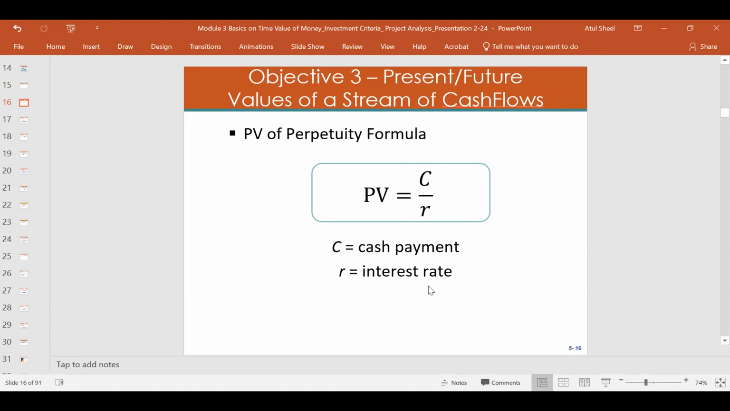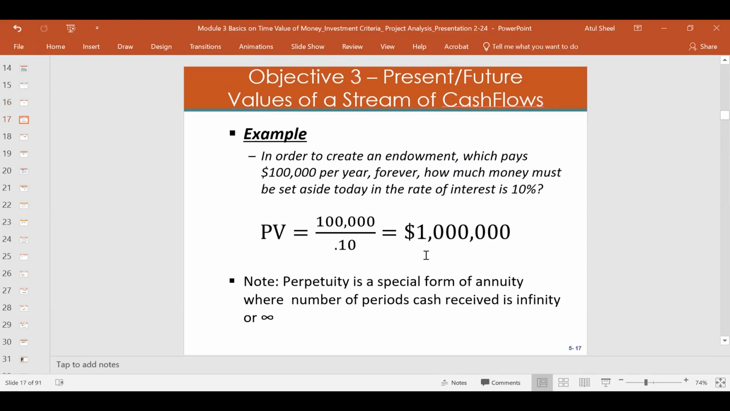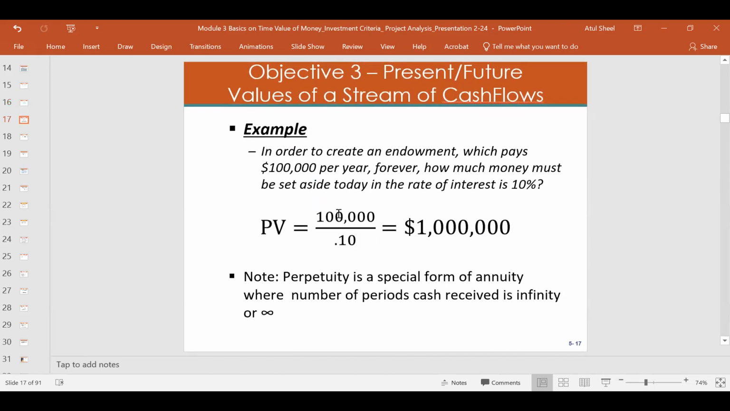You understand? And you can solve it mathematically, and you see that the formula condenses to R. So the present value of a perpetuity is C divided by R: the fixed stream of cash flows divided by the interest rate or the discount rate, whatever you want to call it. Let's do an example for a perpetuity.